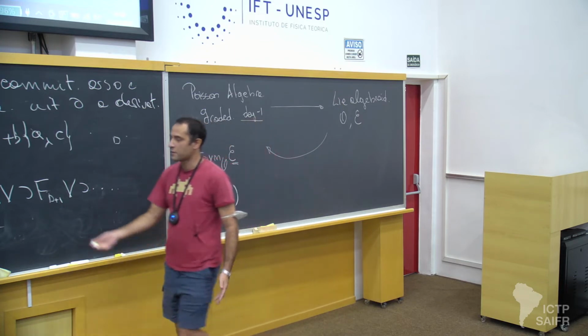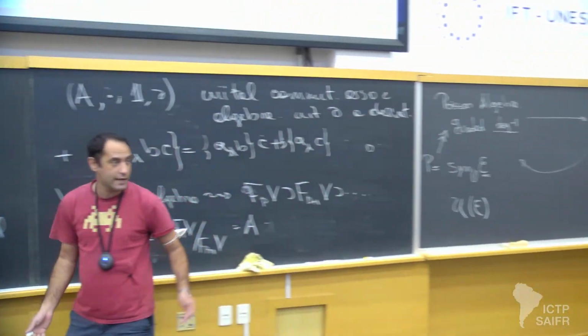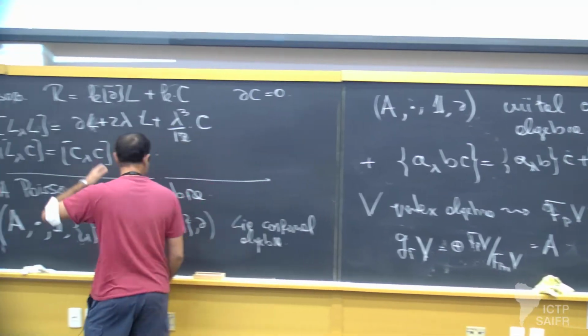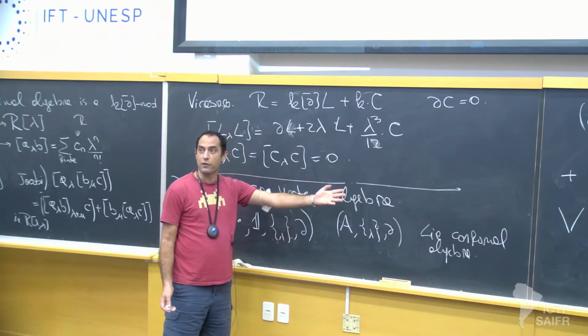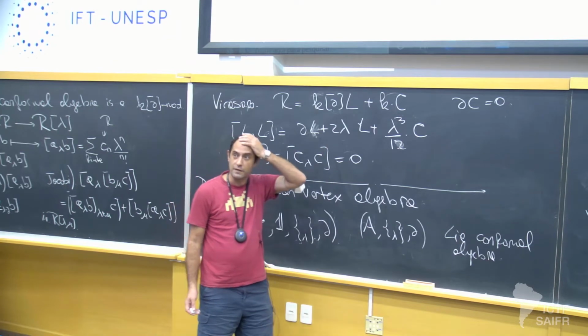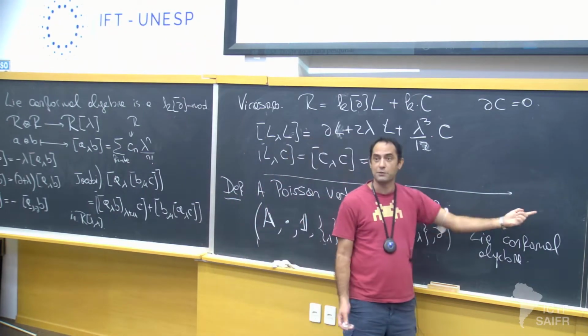So this is really the picture that I want to have: vertex algebras are like the universal enveloping algebra of a Lie algebroid, and Poisson vertex algebras are the associated graded of those. So they look like the symmetric algebra of the Lie algebroid. So the question is, what is the Lie algebroid?